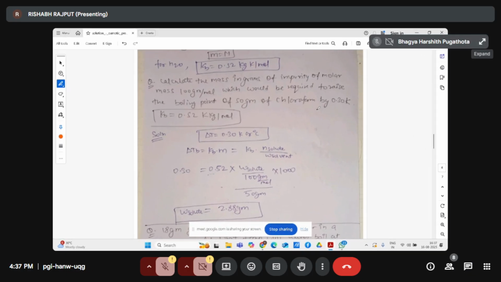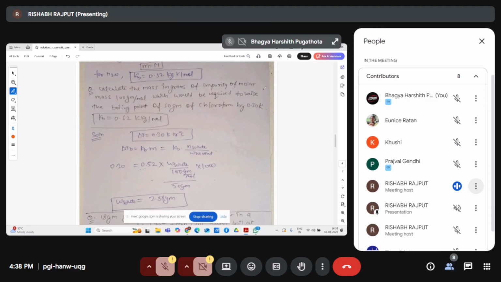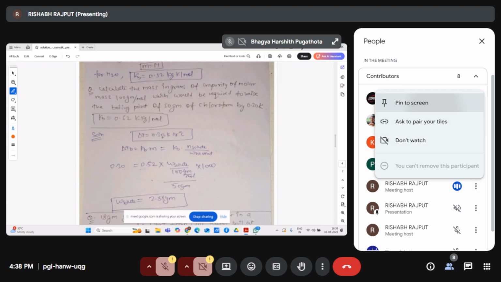Okay, let's understand. In this question, they ask how much solid can be added in chloroform, and the mass of chloroform is given in the question. If I add some solid in chloroform, what happens? Its boiling point will be increased. How much? 0.30. They mention that delta T is 0.3 Kelvin.